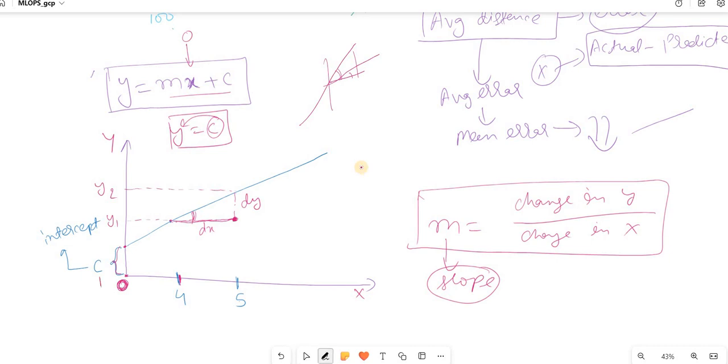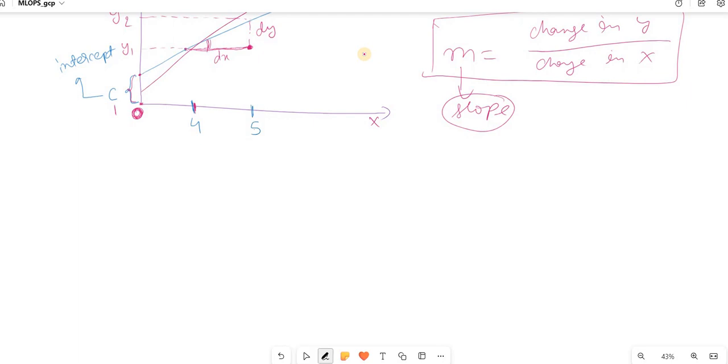Because now understand, if my line gets changed, and I say this is my good fit line, then the intercept will be something else and m will change. So what is our agenda here now? We need to get the optimal value of m and the optimal value of c. Now, here I will write the final statement. How would I say which line is the best fit line? Which line is the best fit line?